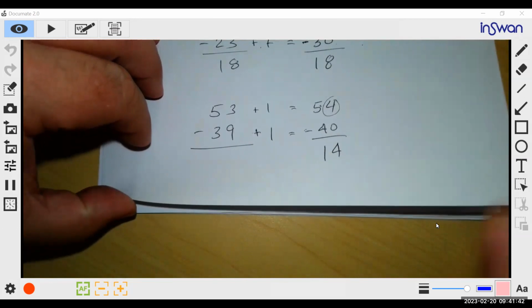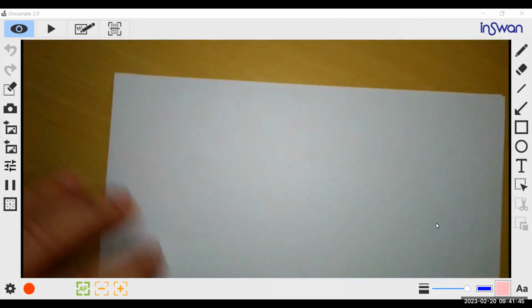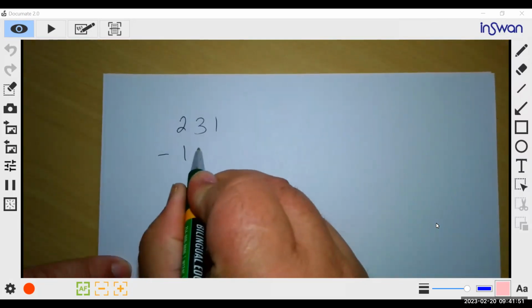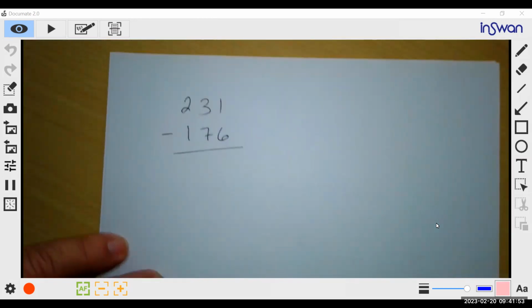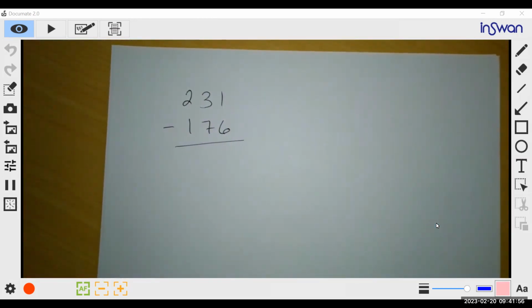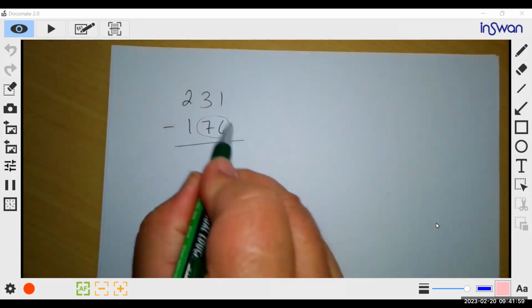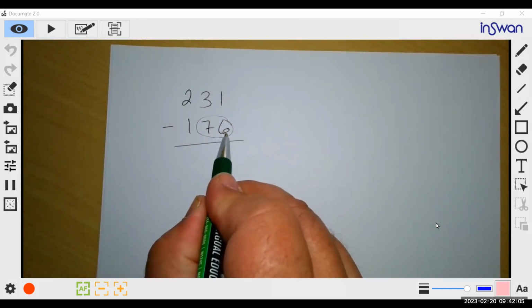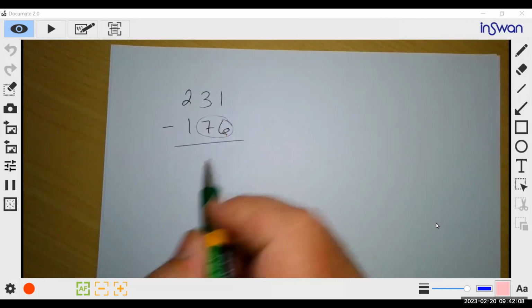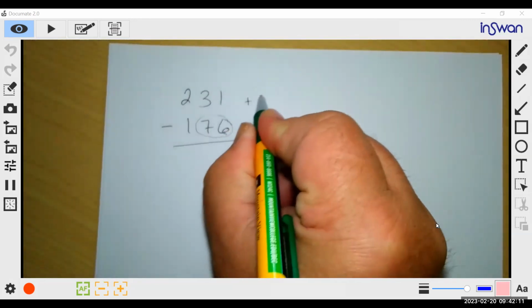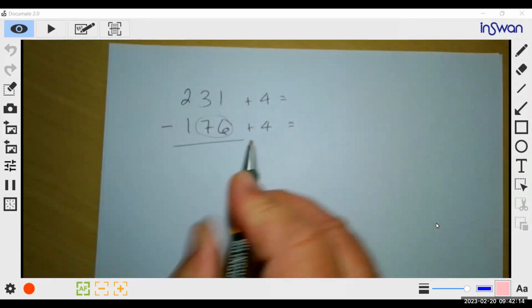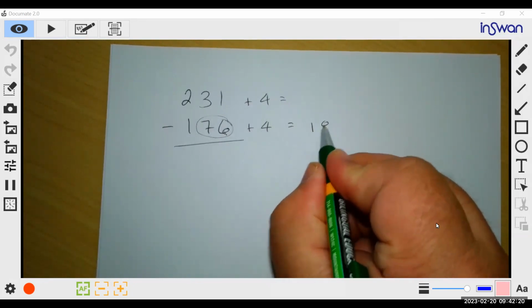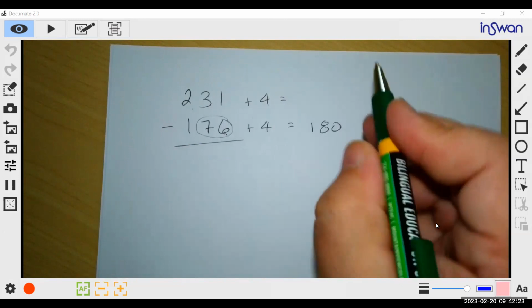Let's try a larger number. Let's try the hundreds. 231 minus 176. If you have a 3-digit number, we have to try to get these two numbers to be zeros. So let's first do the first digit. What do we add to this one to make it a 0? Yeah, so we add 4, both top and bottom. So 176 plus 4 is what? 231 plus 4.